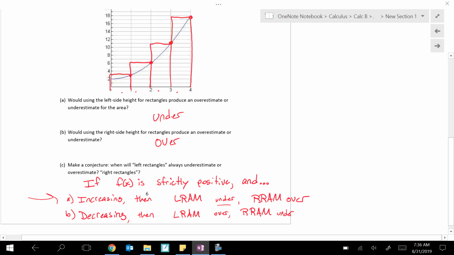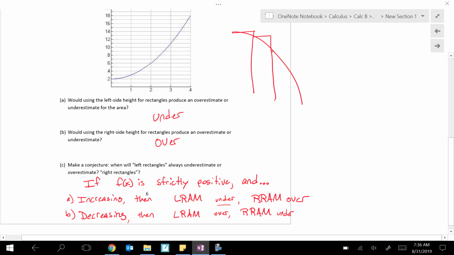And then you just get the exact opposite if the function is strictly decreasing. I don't have a visual example for you, but hopefully it's not too hard to apply the logic the other way. So, whoops, that's not strictly decreasing. How about something like this? So again, if you're building your rectangles on the left side, where the height is on the left side of the interval, see how this would always be over? Or if we use the right side, now our height would always be under. So, cool.